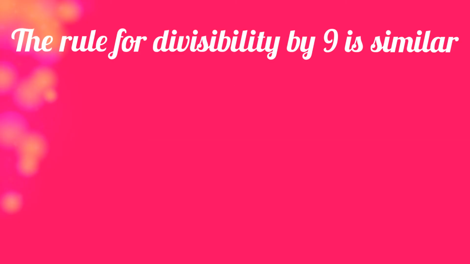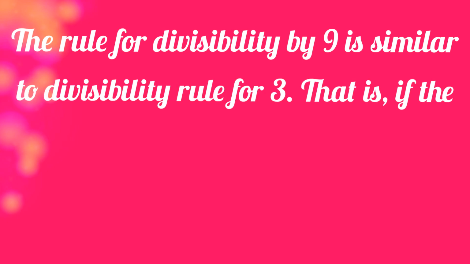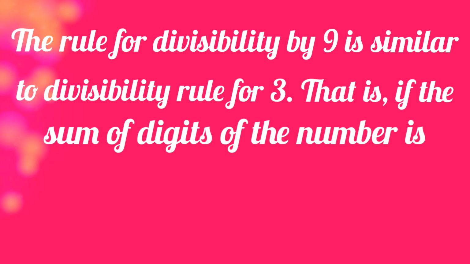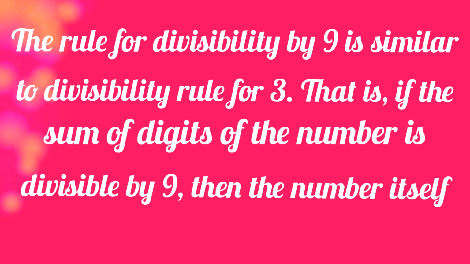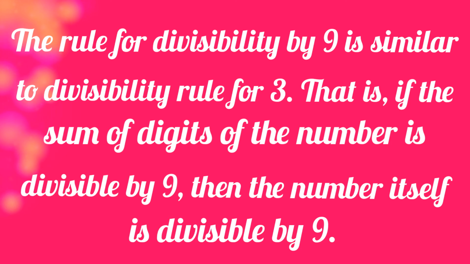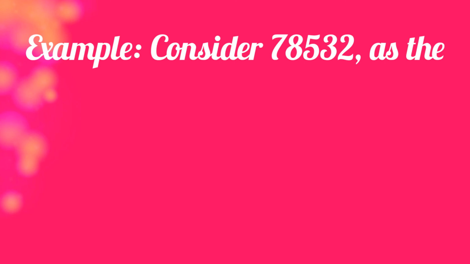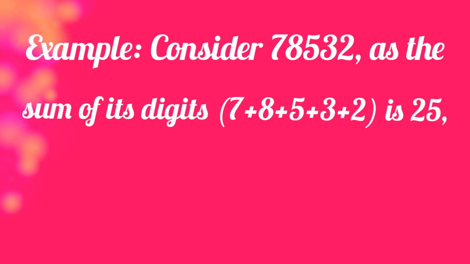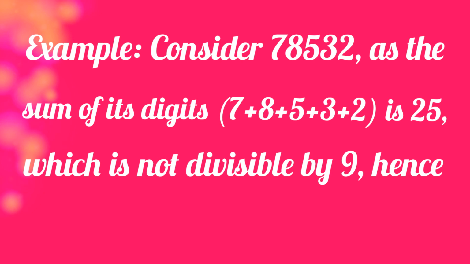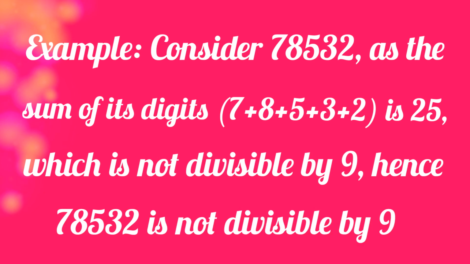Divisibility by 9. The rule for divisibility by 9 is similar to the divisibility rule for 3. That is, if the sum of digits of the number is divisible by 9, then the number itself is divisible by 9. Example: consider 78,532. The sum of its digits 7 plus 8 plus 5 plus 3 plus 2 is 25, which is not divisible by 9. Hence 78,532 is not divisible by 9.